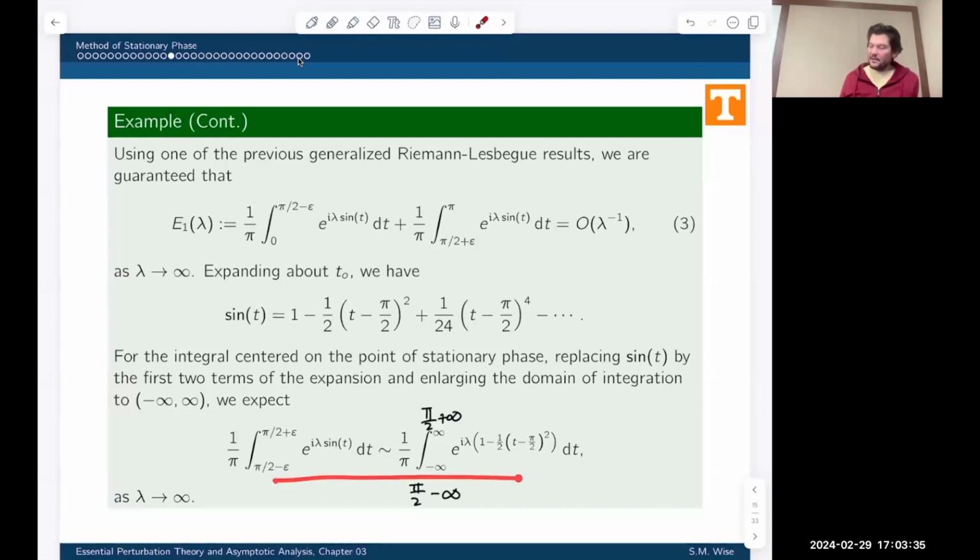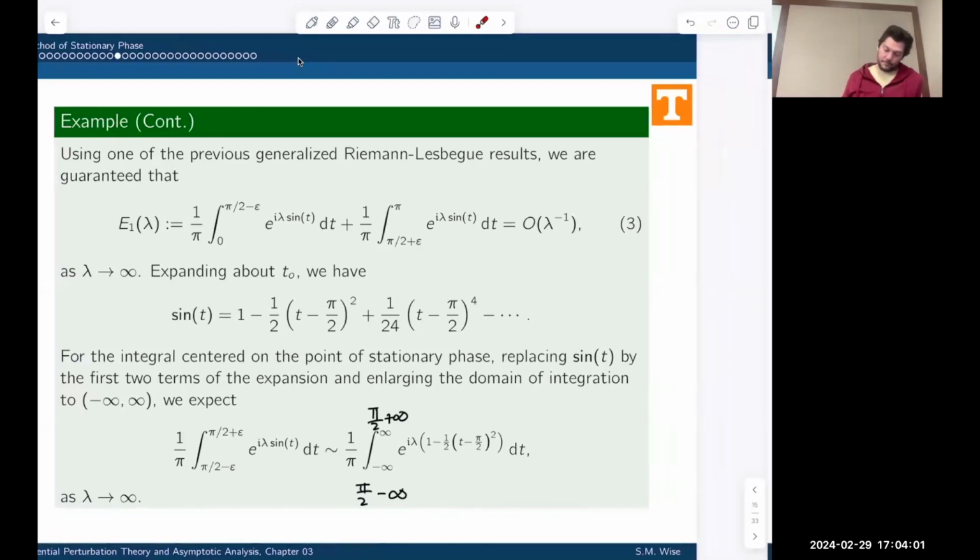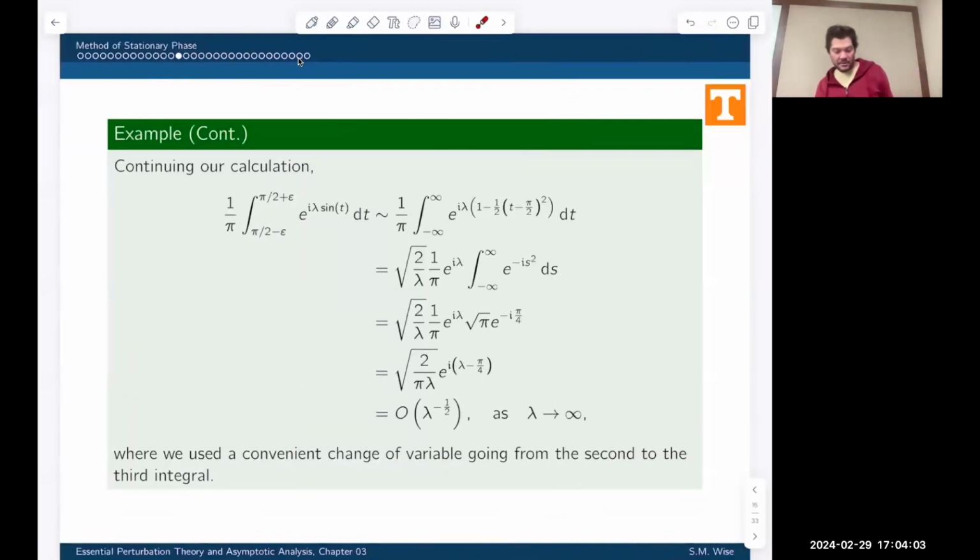So that's the asymptotic approximation that I'm going to expect to be true when I make this insertion, when I replace the sine of t by that, and I increase the interval of integration from finite to minus infinity to positive infinity. All right, so you probably shouldn't believe that that's true, but that's what happens. You should demand that you see a proof for this.